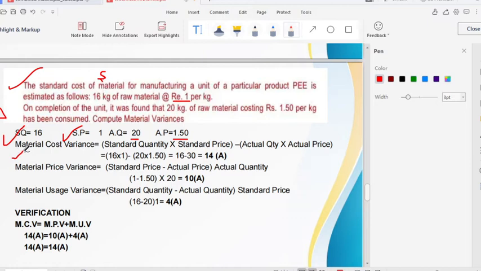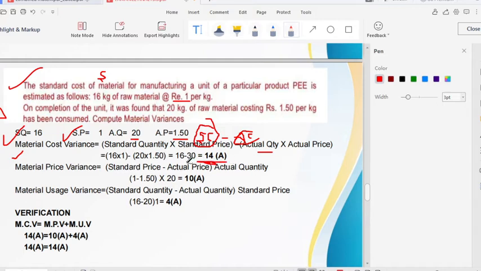So material cost variance is equal to standard quantity into standard price, which is also called standard cost. Now, the difference between standard cost and actual cost is the material cost variances. So how to find the standard cost? Standard cost is equal to standard quantity into standard price. Then what about the actual cost? Actual quantity into actual price. That will be the material cost variances.